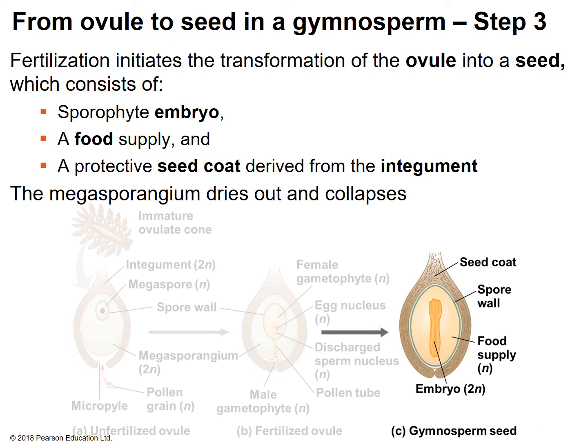Fertilization initiates the transformation of the ovule into a seed, which consists of a sporophyte embryo, a food supply derived from the female gametophyte, and a protective seed coat derived from integuments. The megasporangium dries out and collapses.